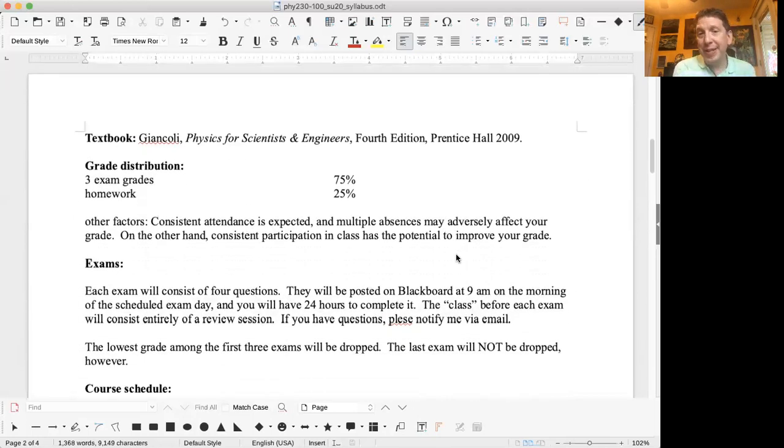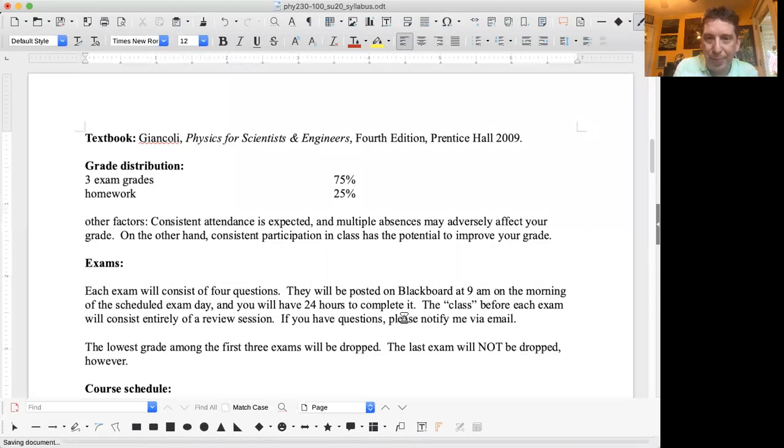The exams will consist of 4 questions. They'll be posted at 9 a.m. on the morning of the scheduled exam day, and you'll have 24 hours to complete it. The class before each exam will consist entirely of a review session.